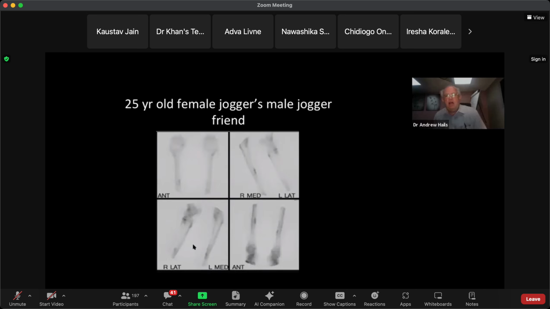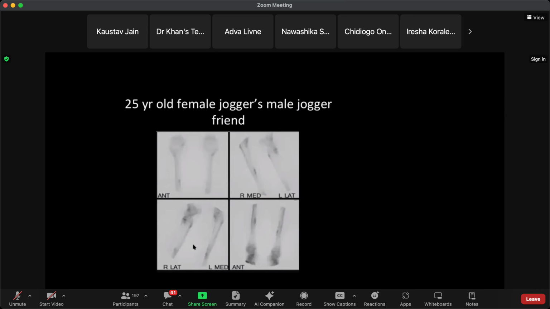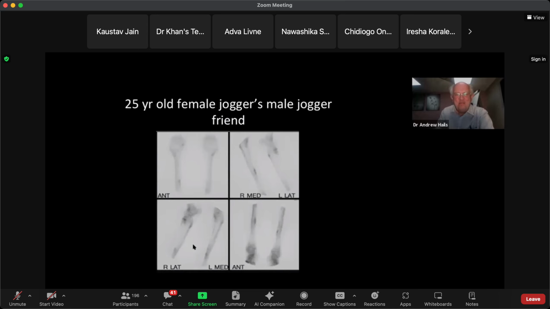Now, this I will ask you about. This lady went jogging with her partner. It was the partner's. Oh, I'm sorry, that's hopeless. And you saw that, didn't you? I didn't actually, but I wasn't quick enough. No. Okay. So this is her friend, and this is the bone scan. Any comments on it?